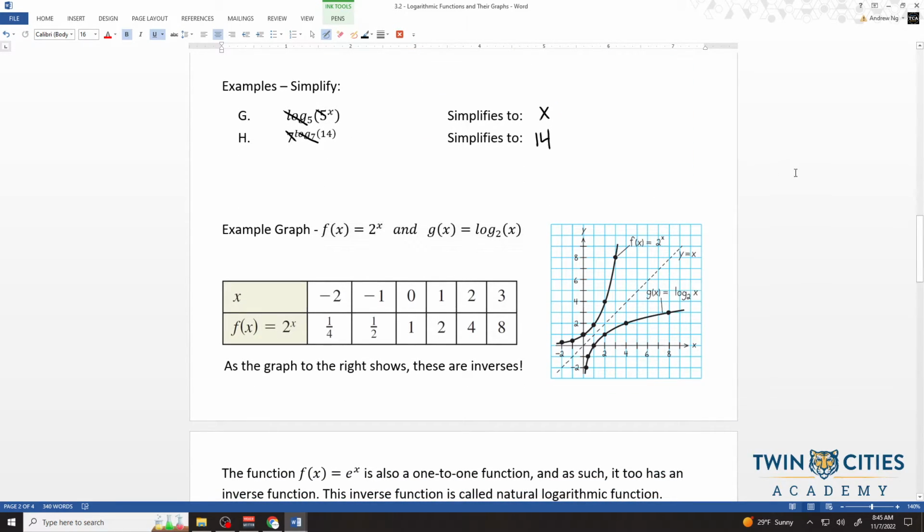I've got here, as I mentioned, an exponential function as well as the inverse of this, which is a logarithmic function. So my exponential function is f of x equals 2 to the power of x. And the inverse of this is going to be g of x equals log base 2 of x. Well, I've plotted some points here, as we see in the table, and I've also put this line y equals x to show you that indeed these two are inverses of each other.